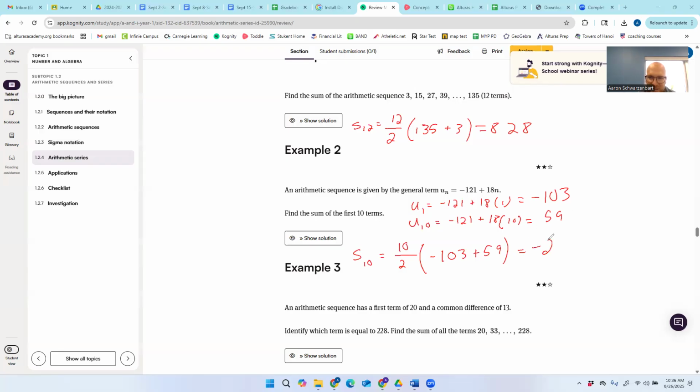And when I stick that into a calculator, I get this. Yes, it is a negative number because most of the numbers that I was adding up were negative, and there was more of it that was negative than positive.